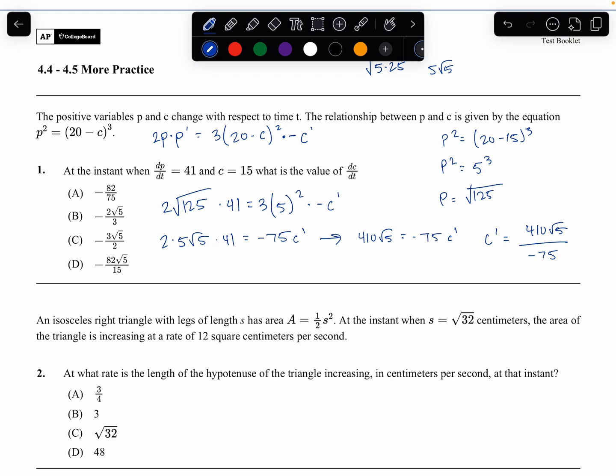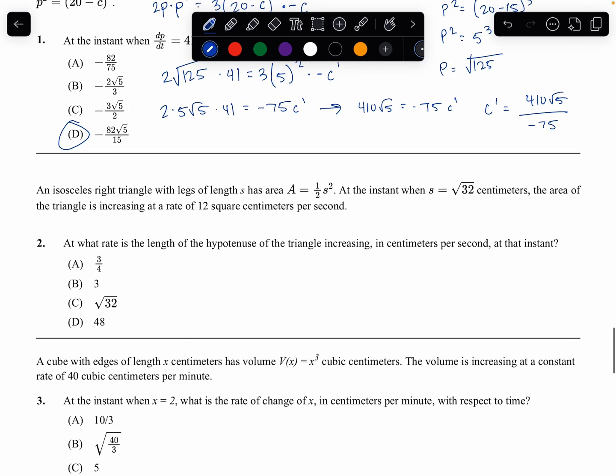I'm leaning towards D because of what these numbers add up to. I have 410 and 75. I don't think that's a ratio of 3 halves. It's definitely not a ratio of 2/3 since 410 is larger than that. So I'm going to say D. I'm pretty sure it's D, so I think that's good.